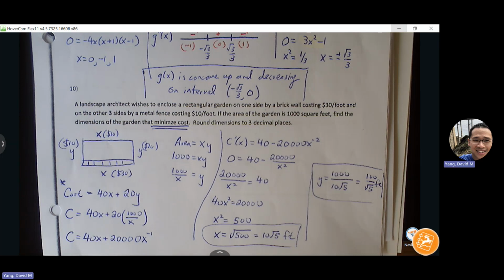And once I get my cost equation down to one variable, I can take the derivative, set equal to 0, solve for x. That is my optimal. How do you know which side to make the gate? It doesn't matter. Oh, I have a different answer. Let me look at yours.